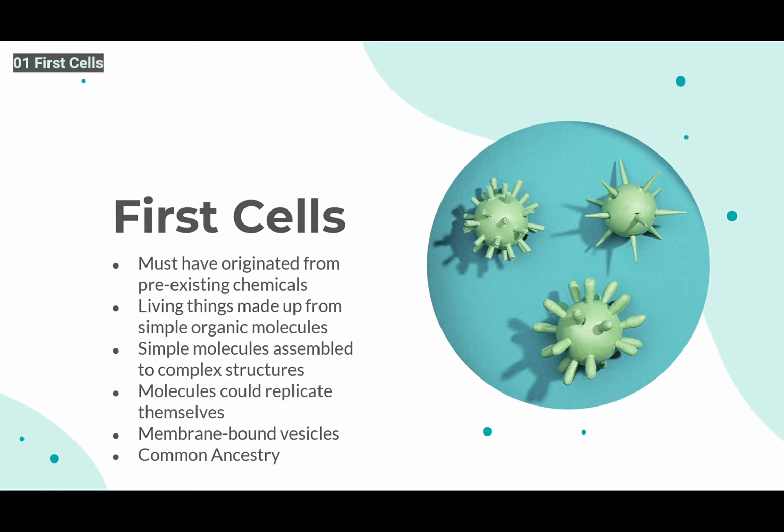The theory includes that first cells must have originated from pre-existing chemicals, because everything on Earth, such as energy and chemicals, are not made from thin air. They're not just coming into existence. They must have evolved from some sort of pre-existing material, chemical in this case. And furthermore, living things are made up of simple organic molecules, and single molecules have been assembled into complex structures to make the complex cells and multicellular organisms that we have today.